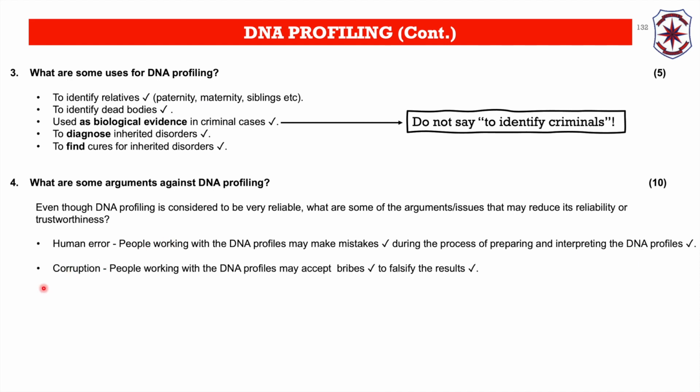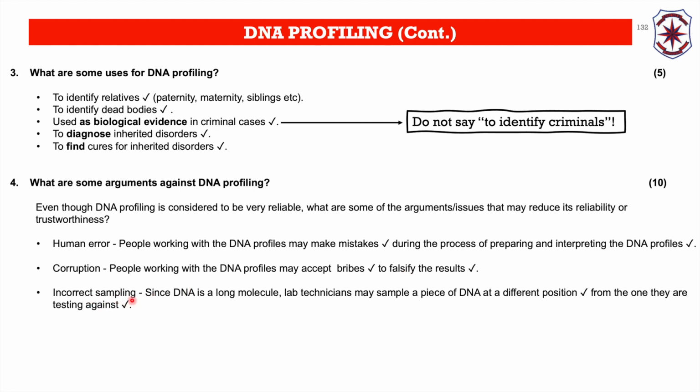Secondly, it has to deal with corruption. Okay, people working with DNA profiles may accept bribes to falsify the results. This is not a nice thing to do. We know that. We live in South Africa where corruption is a major problem. Okay, so in a criminal case, for example, or a case that is dealing with paternity, if a person has money, then they may pay the technicians or they may pay whoever is working with the DNA profiles to falsify the results and render them false. But in actual fact, they were guilty. Okay.